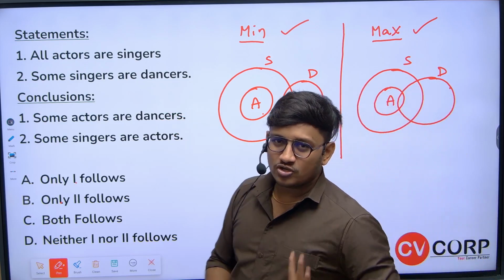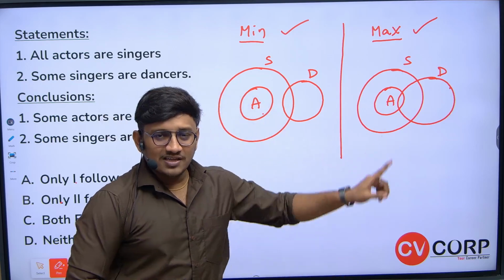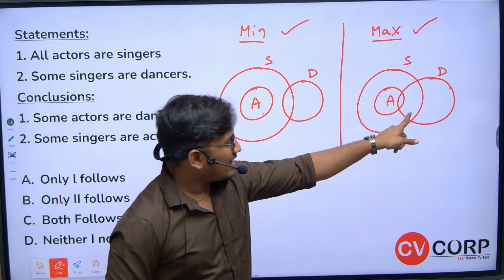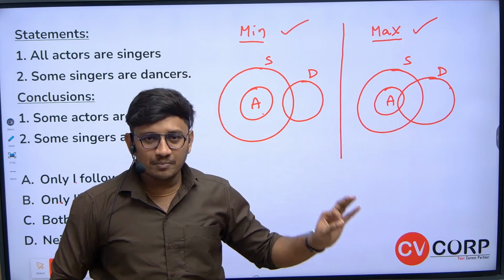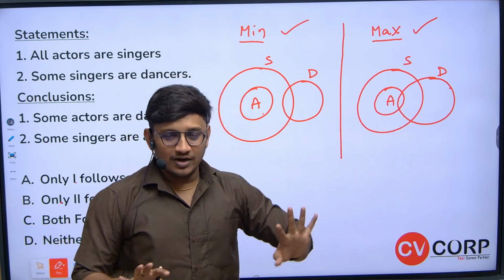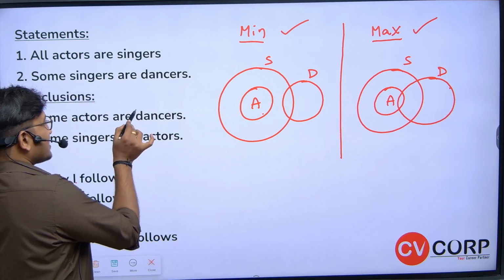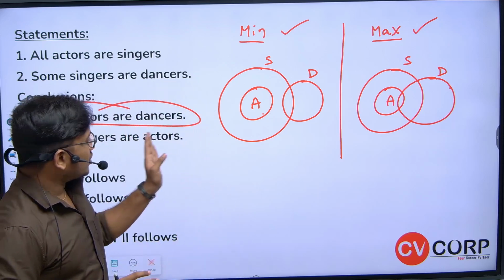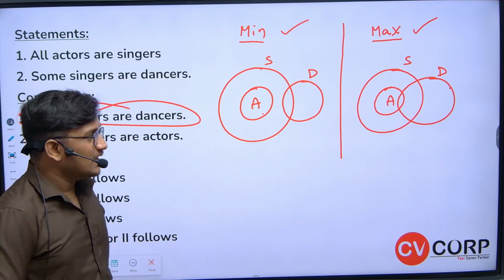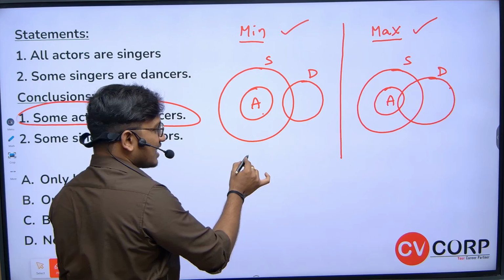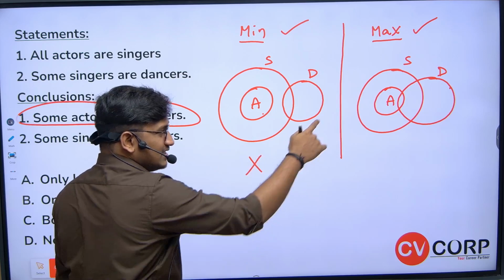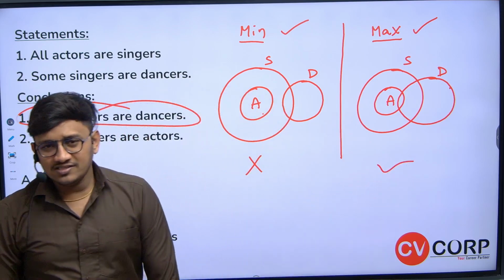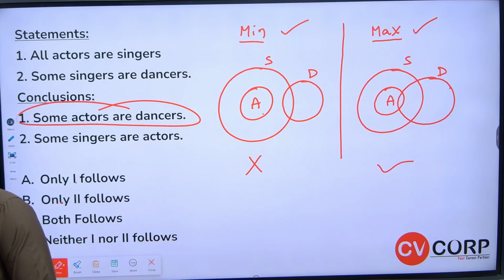But if you observe the second scenario, this scenario is clearly saying that some actors are dancers. There is an intersection between actors and dancers. But when we are analyzing the first conclusion, this diagram is saying that the conclusion is wrong, and this diagram is saying that this conclusion is right. Okay, now what is our final conclusion? Is it correct or wrong?